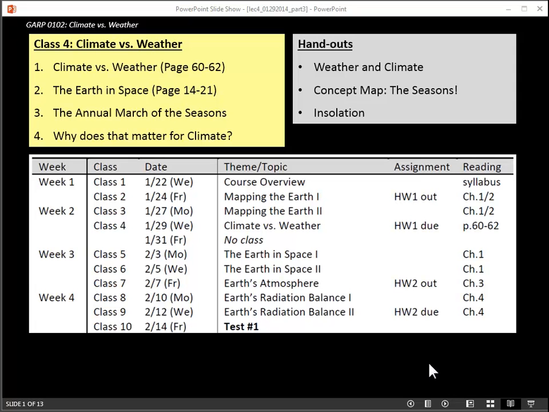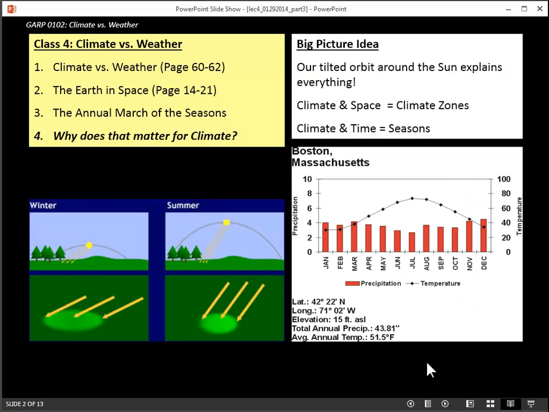Now let's talk about why all this matters for climate, right? Why do we care about how the Earth orbits around the Sun? Why do we care that the Earth is a sphere? And why do we care about that tilt of the rotation axis? The big picture idea really is that this thing, that tilted orbit of the Earth around the Sun, explains everything.